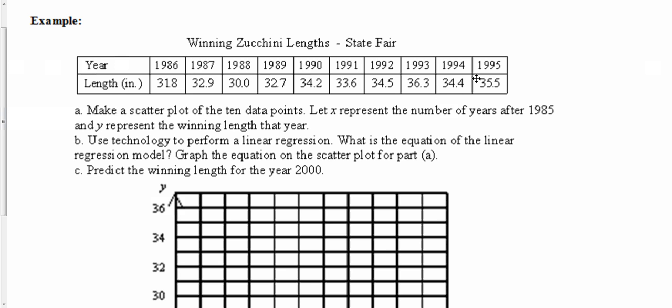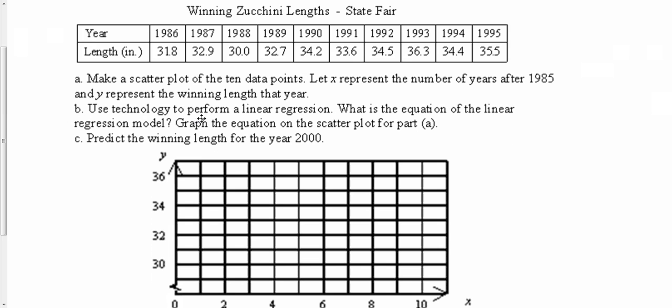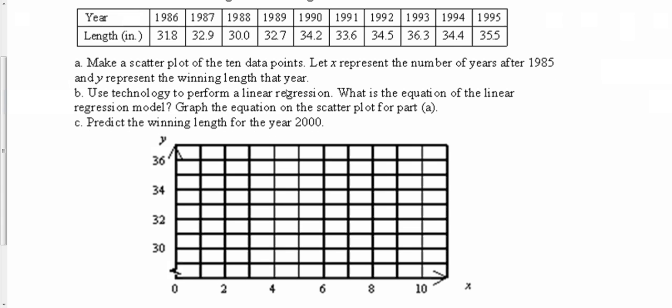This would be our bivariate data. We've got one set of data up here, that's the year, and one set of data down here, that's the length in inches of the zucchini. So, part A, we need to make a scatter plot of the 10 data points. Let the X value represent the number of years after 1985, and Y represent the winning length that year.